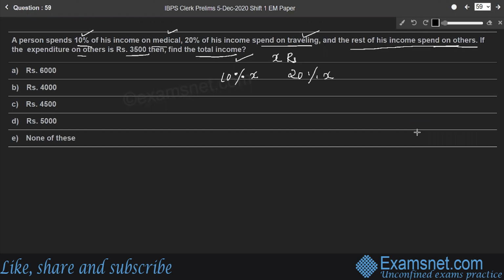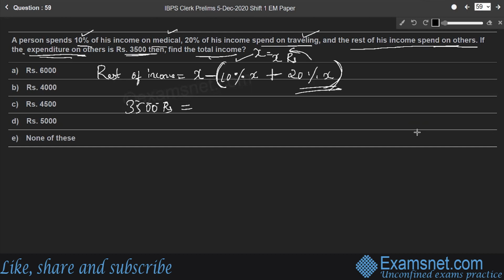So what is the rest of his income here? The rest of his income, or remaining expenditure, will be total income minus total expenditure, right? X minus 10% of X plus 20% of X, the total expenditure. So we will get some value, that is the rest of his income spent on the remaining, right? So what is that value? It is given as 3,500 rupees. Therefore, find the value of X here. That value will be his total income because we have assumed X as his total income.